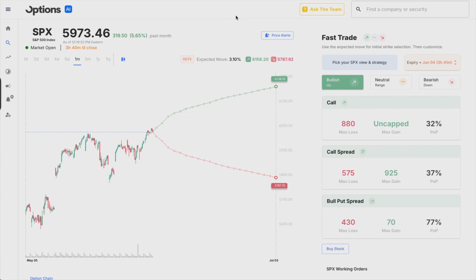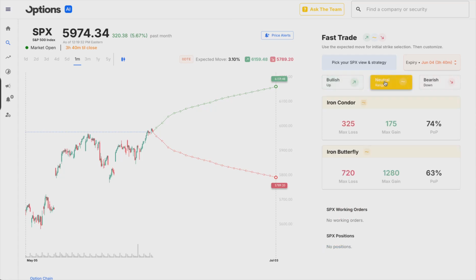Got a question from Krishna, who says he mostly trades SPX options and was wondering on our platform what's the best way to look at Iron Condors. So let's get right into it.